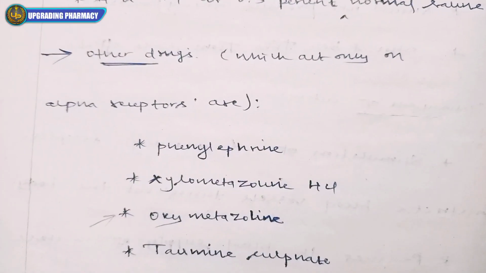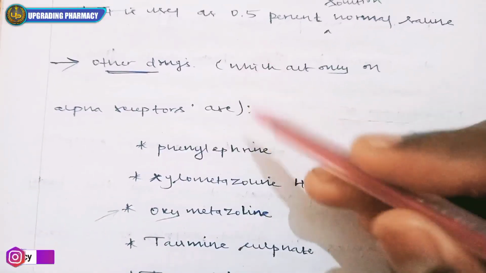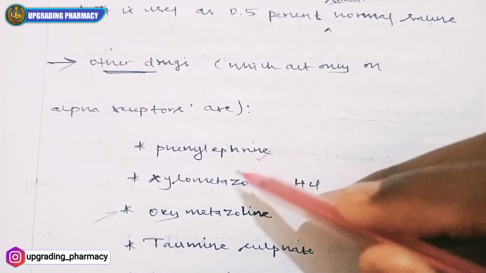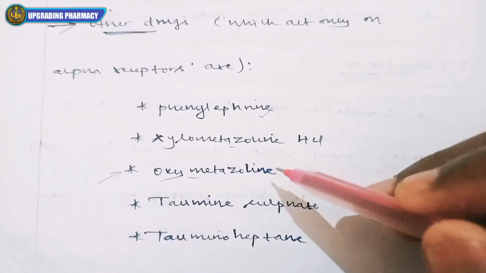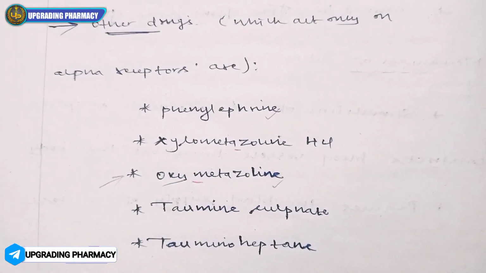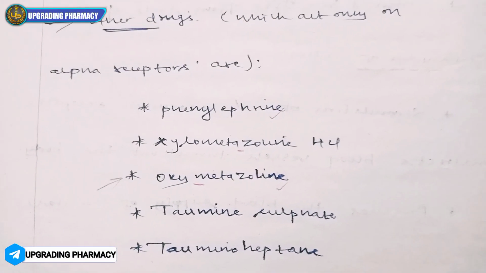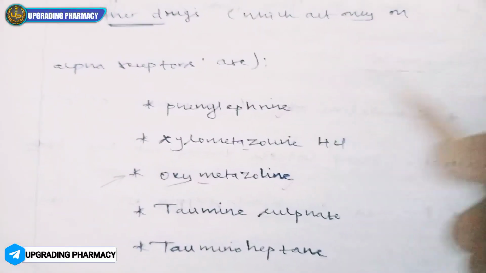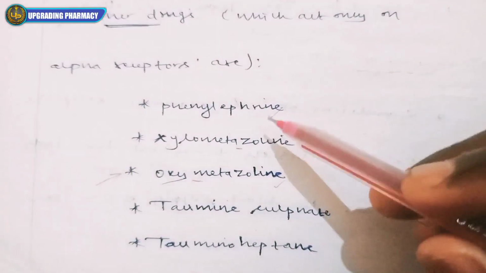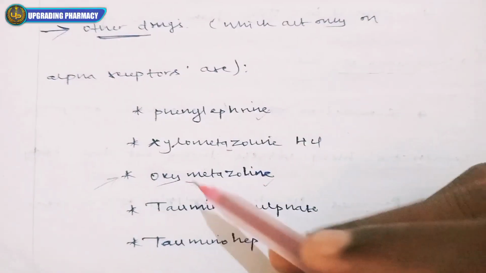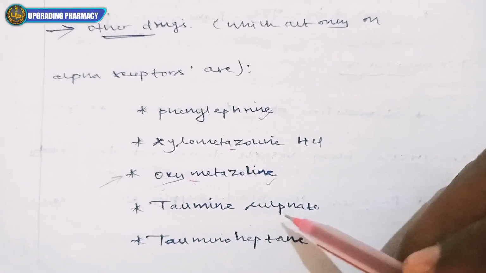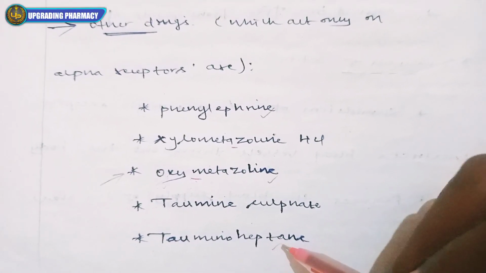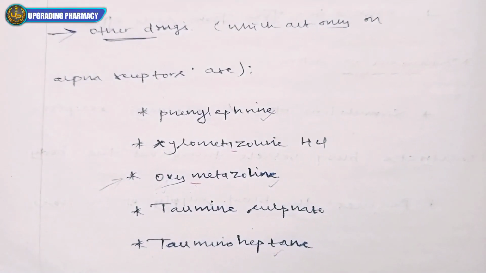Next, other drugs among these sympathomimetic agents which act specifically on alpha receptors are phenylephrine, xylometazoline HCl, and oxymetazoline. Oxymetazoline is seen in a particular nasal decongestant, Nasivion. You can search for it on the net. It is one of the nasal decongestants and contains oxymetazoline as the main active pharmaceutical ingredient. Others are tuaminoheptane sulfate and tuaminoheptane. These are some examples of other drugs which act on the alpha receptors.